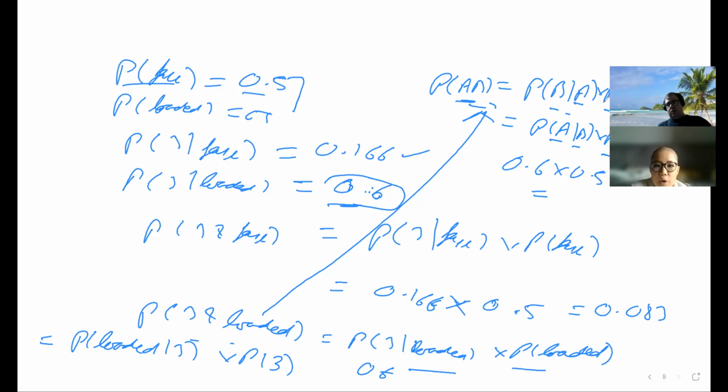So I guess my problem is, how can I identify which one is A and which one is B? See, in this case, we have been given 3 and loaded. This thing has been given to us, so this formula we will use: P(3 | loaded) into P(loaded).